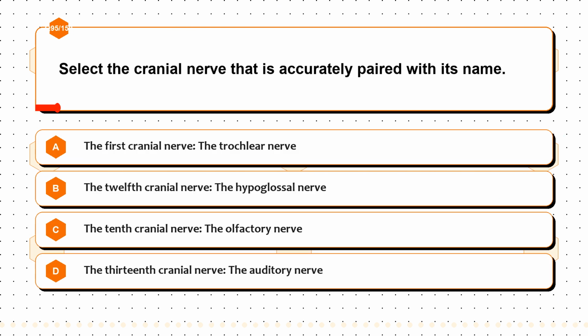Question 95. Select the cranial nerve that is accurately paired with its name. Here are the options. Option A, the first cranial nerve, the trochlear nerve. Option B, the 12th cranial nerve, the hypoglossal nerve. Option C, the 10th cranial nerve, the olfactory nerve. Option D, the 13th cranial nerve, the auditory nerve.